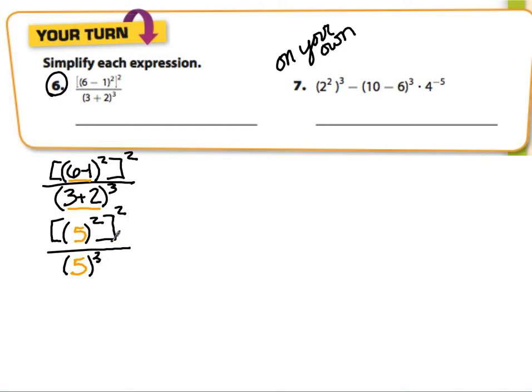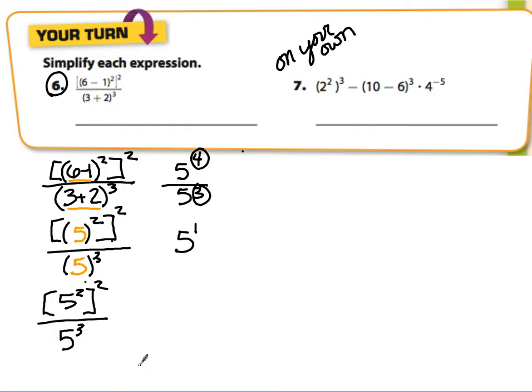So 5 squared is going to be 5 to the 2nd power, and then I'm taking that to the 2nd power, still over 5 cubed because there's nothing else to do. My next step would be to, since I have power to a power, I can multiply these two and I get 5 to the 4th over 5 to the 3rd. Since I'm dividing, now I can subtract 4 and 3, and I get 5 to the 1st power, which I know is 5.